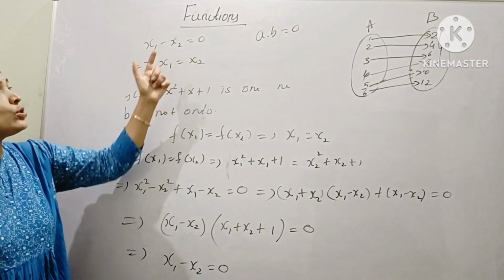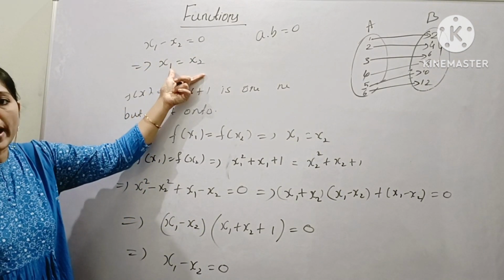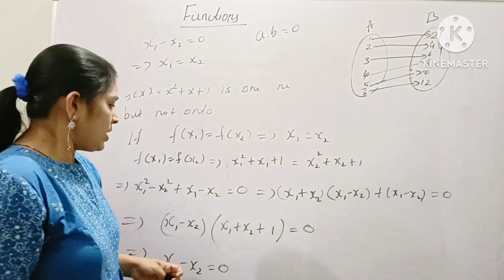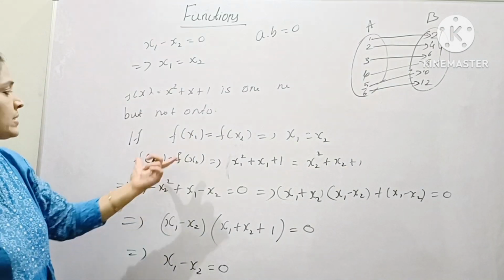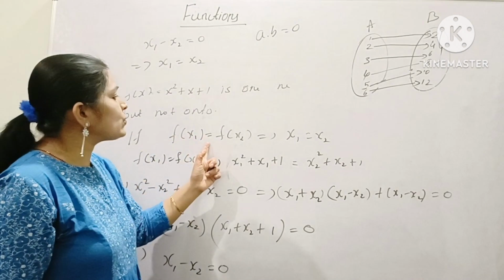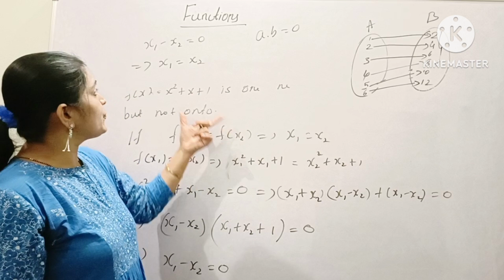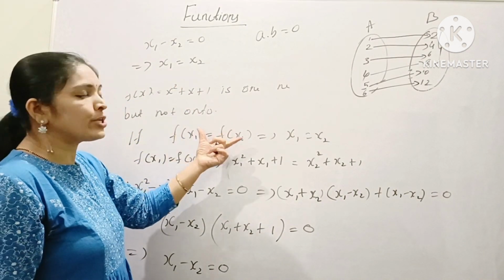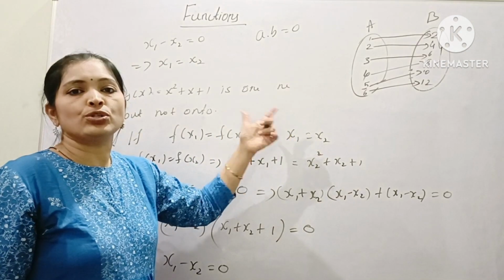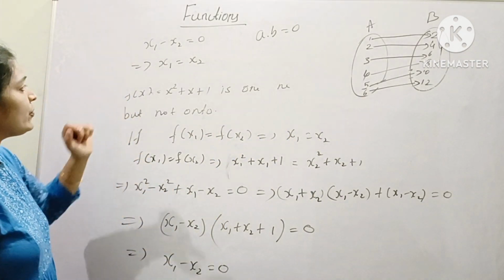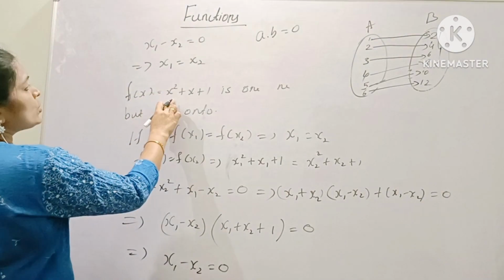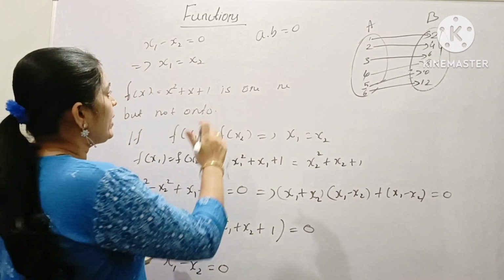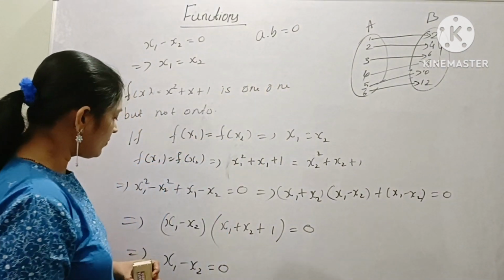x1 minus x2 is equal to 0. That means x1 is equal to x2. So here, what we have taken? We have taken f of x1 is equal to f of x2 and we have got x1 is equal to x2. That is, f of x1 is equal to f of x2 implies x1 is equal to x2. Therefore, the given function f of x is equal to x square plus x plus 1 is one-one. Okay, it is a one-one function.